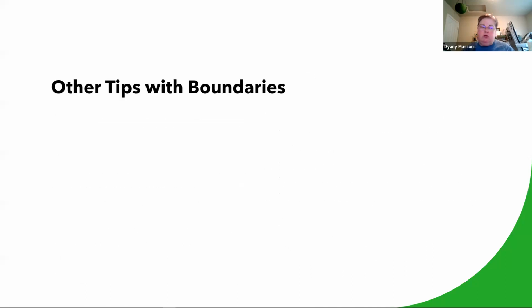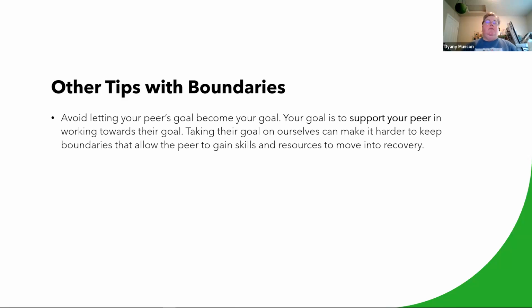So some other tips with boundaries that we got here. I've said this before, but avoid letting your peer's goal become your goal. Your goal is to support your peer in working towards their goal. You support them. Devin, be open and honest with Barbara about the code of ethics, and would rather just be your church friend and support Barbara as a church friend.